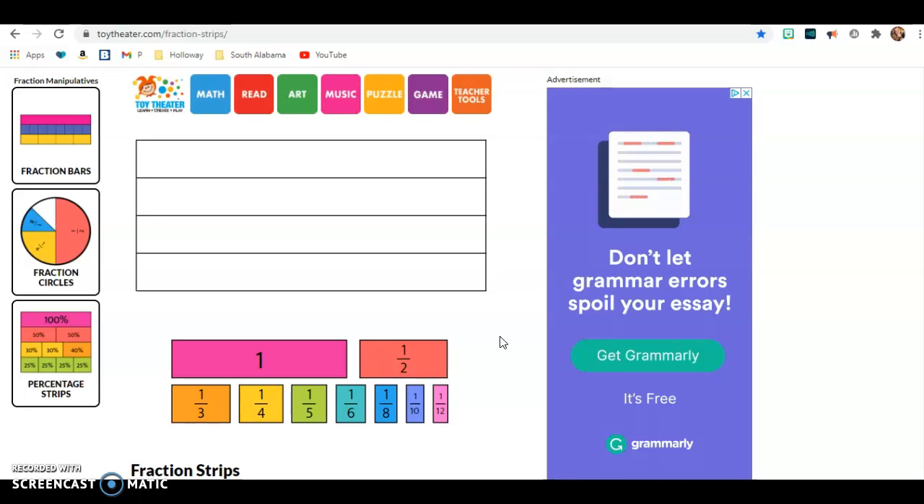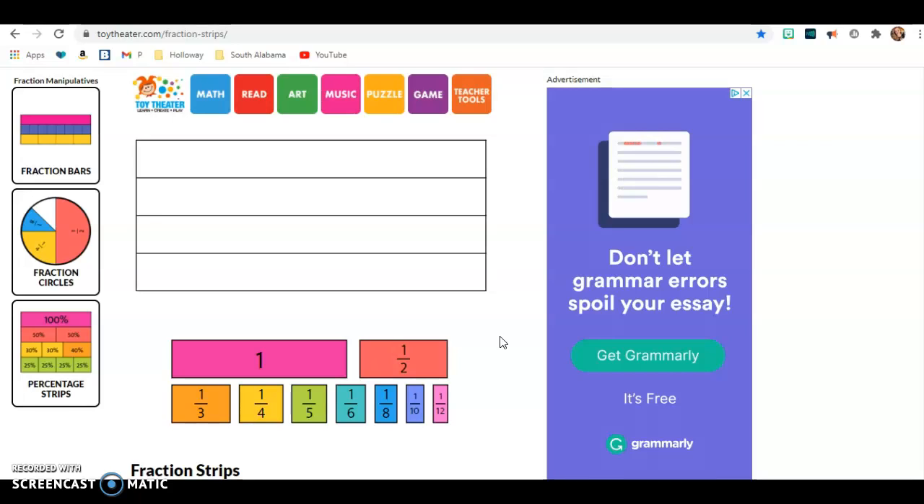Sometimes you might think, well, 4 is larger than 3, so you might want to say that 2/4 is the larger fraction. But sometimes that's not always the case. So let's go ahead and use our virtual manipulatives to figure out why.